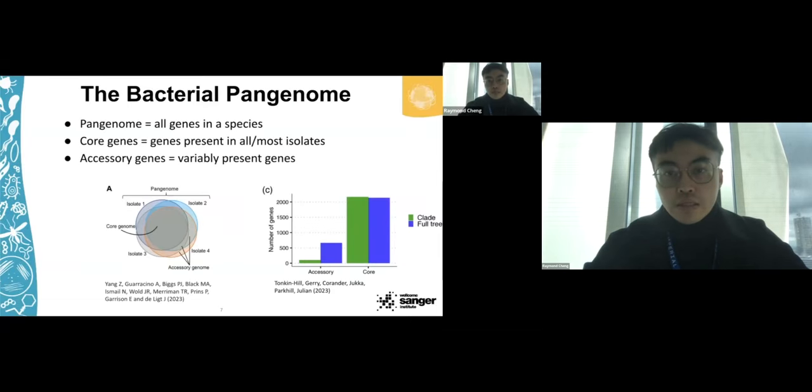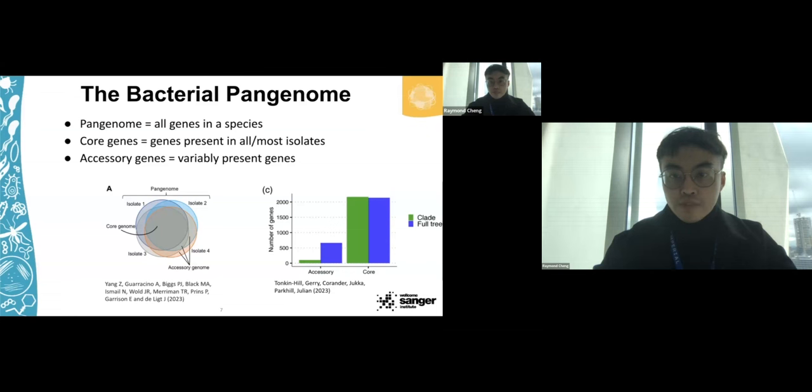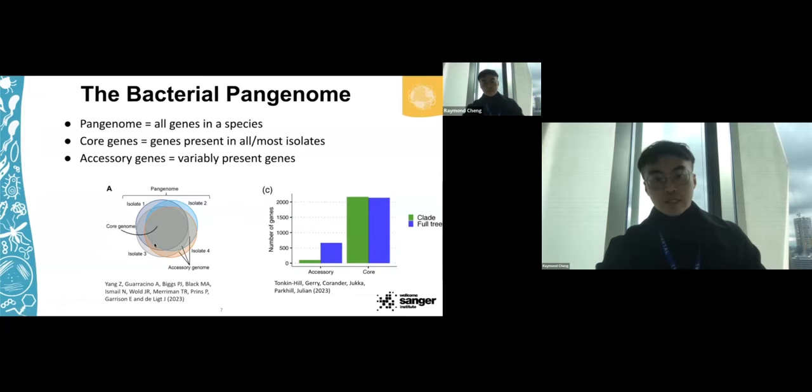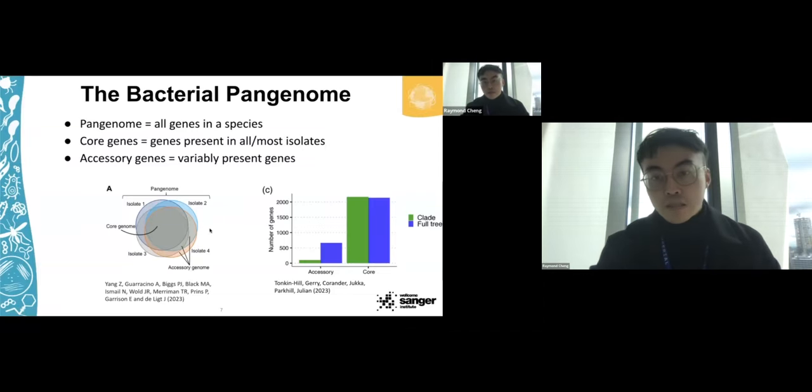So first of all, let's try to define what the pangenome is. The pangenome is the collection of all of the genes within a species, and we can further divide the pangenome into core genes and accessory genes. If you see this figure, in the middle, where every isolate overlaps with each other, these are the core genes that are carried by almost all the isolates within a species. And the other parts are the accessory genes, which are only carried by several isolates, or one or two isolates.